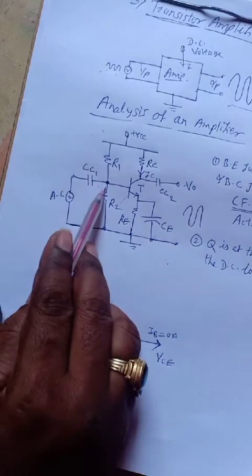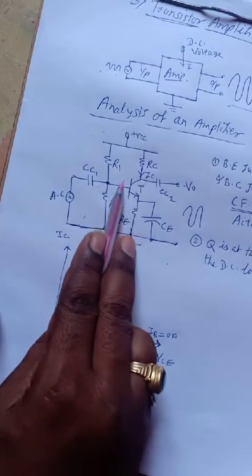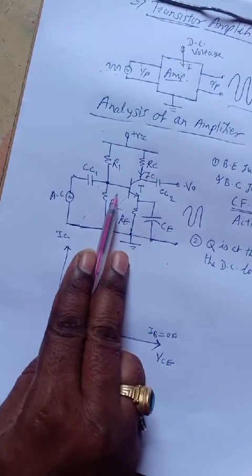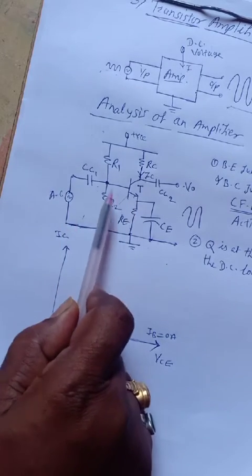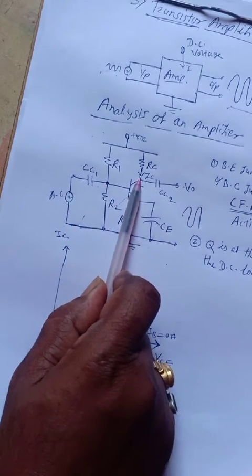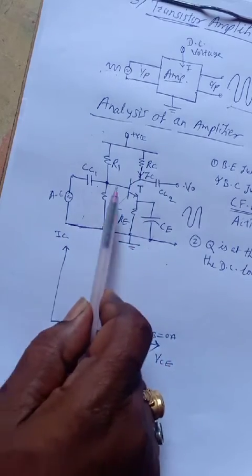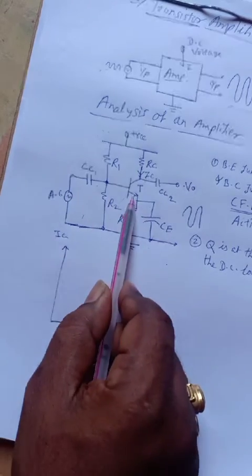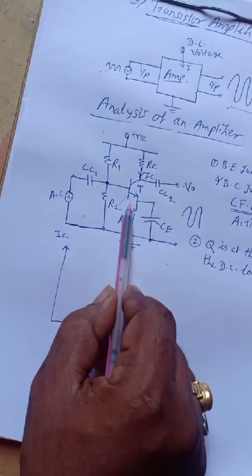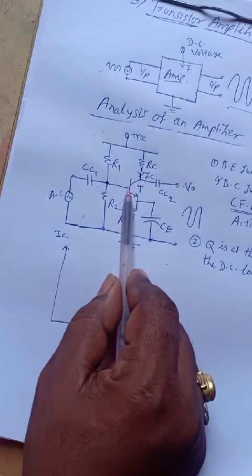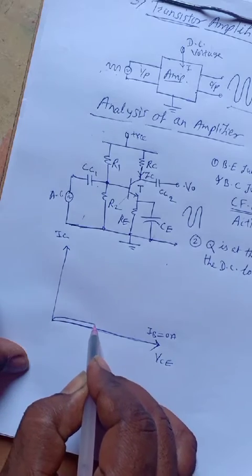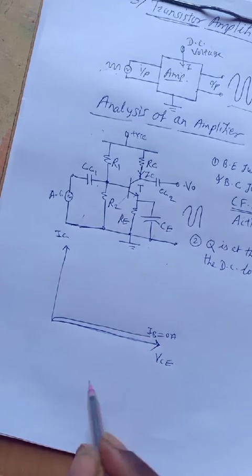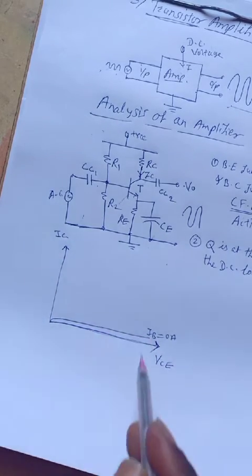In that condition, when IB is 0, the transistor is in RR condition. RR condition means base to emitter is reverse biased and base to collector is also reverse biased. Okay, so this is RR condition. In that condition, there is only reverse leakage current, which is just like this. So this is the transistor characteristic curve when IB equal to 0.